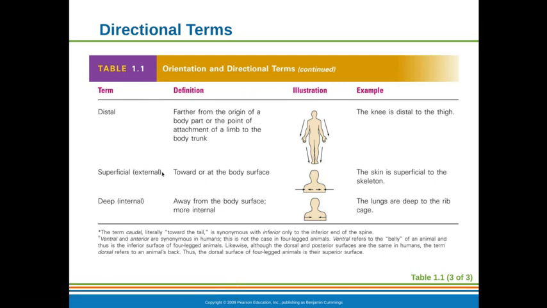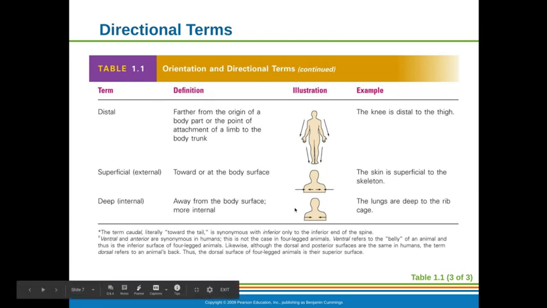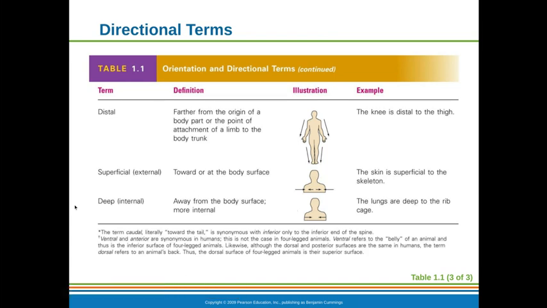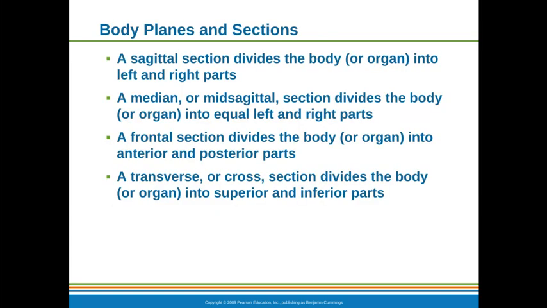Okay, lastly, we have superficial and deep. Superficial is toward the body surface, so the skin is superficial to the skeleton. You would say that the lips are superficial to the teeth. And then deep is opposite to that. So you would say that the bones are deep to the fingernails. Okay. Now, I'm sure that some of you have noticed by now that all of these are paired opposites. So that is really the best way to remember them, and also just to continuously practice and use these, because we'll be using them throughout the entire course.